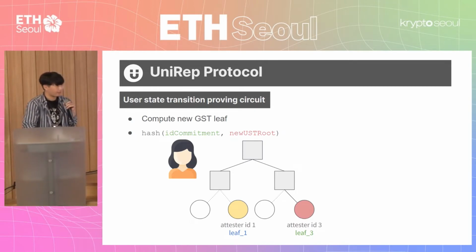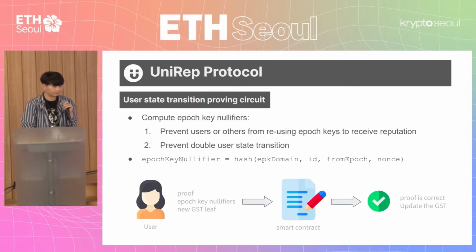Yeah, and then remember that we have the updated user state tree root, and then we will compute the new global state tree leaf with the hash of the identity and the updated user state tree root. And we also compute nullifiers called epoch key nullifiers, and they are used to prevent the user from performing a double user state transition.